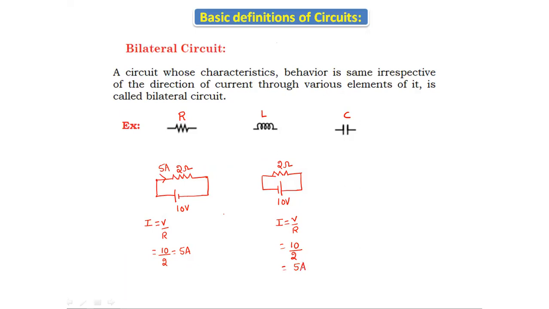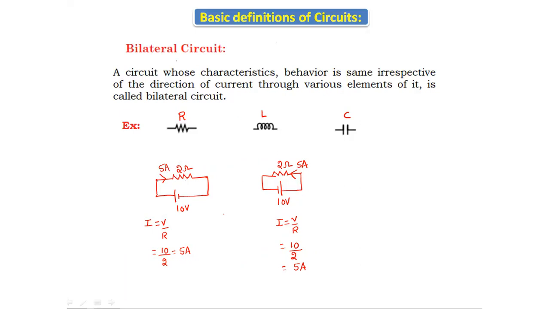We are also getting the current as 5 amperes, but the direction is opposite here. How much current is flowing? 5 amperes of current is flowing. Is there any change in the current value? There is no change in the current value, only the direction is changing.